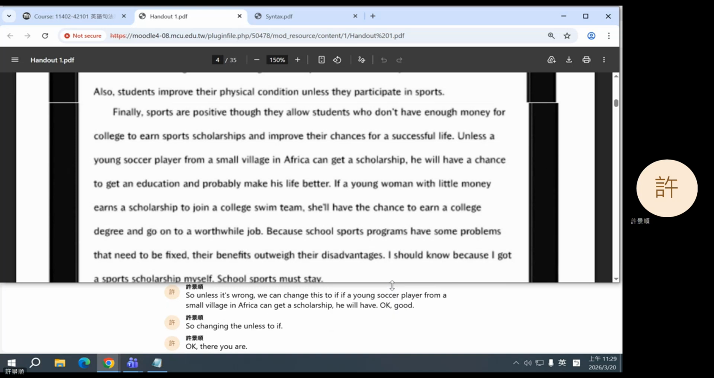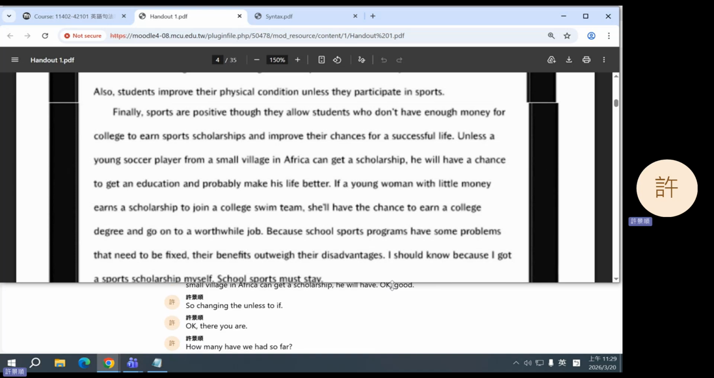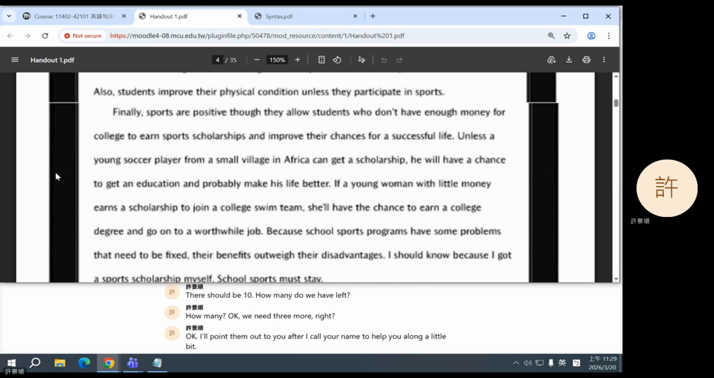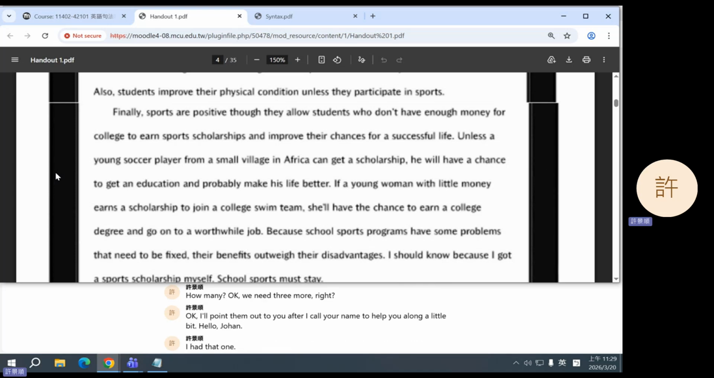Okay, there you are. How many have we caught so far? There should be 10. How many do we have left? How many? Okay, we need 3 more, right? Okay. I'll point them out to you after I call your name to help you along a little bit. He Yuhan, is He Yuhan here? No. Li Xingyu? No. Liu Qianqi? Yes. Can you give us another mistake?